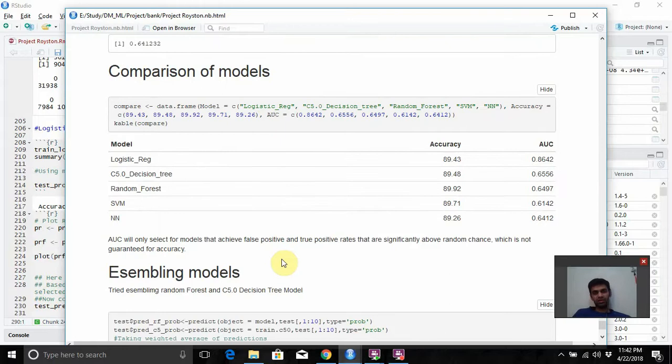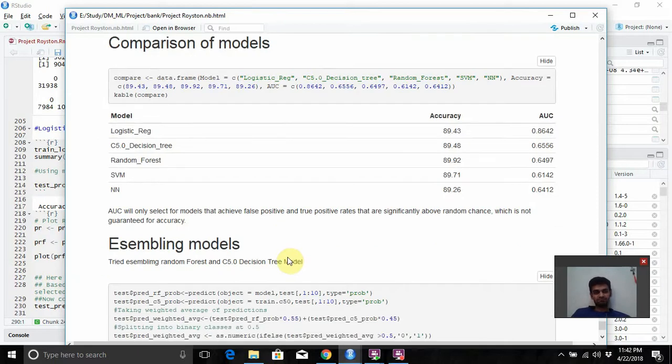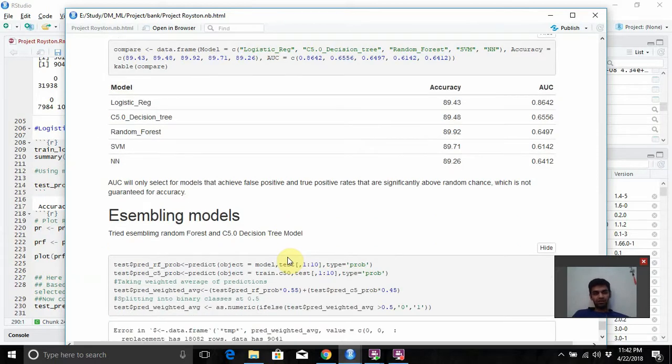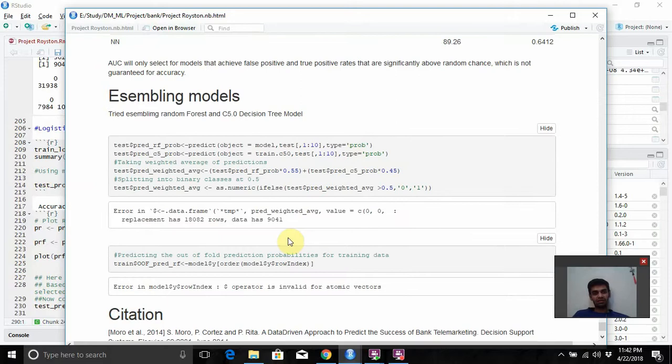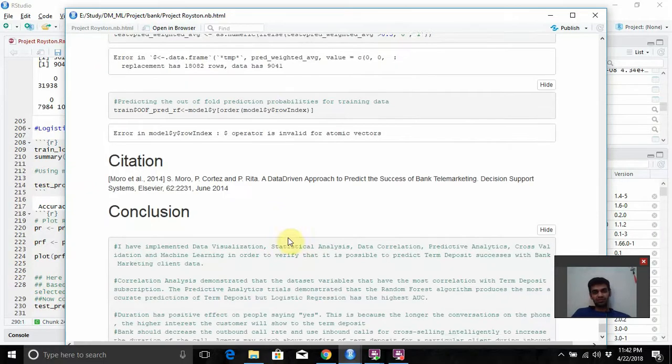As you can see, the accuracy and the area under the curve are highest for the logistic regression, followed by the random forest and decision tree. AUC will not select the model that achieved only false positives; it will only select models that achieve both false positive and true positive rates, which is not guaranteed by accuracy. I tried ensembling the models as well, but there was no success in it.